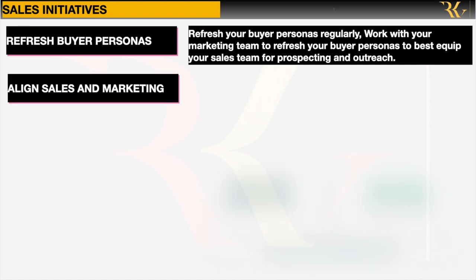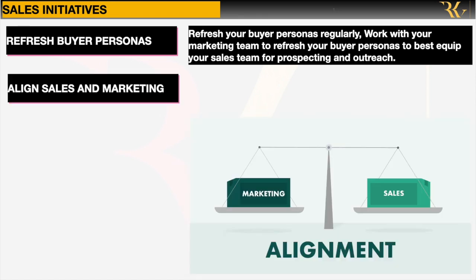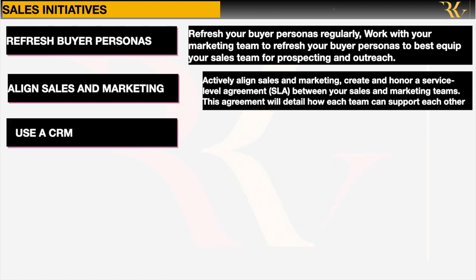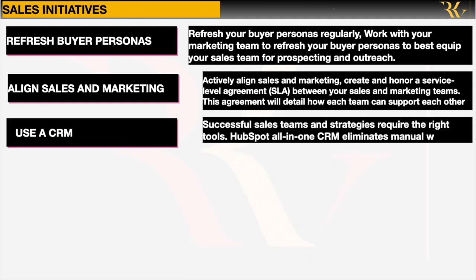Actively align sales and marketing. Speaking of marketing, create and honor a service level agreement, SLA, between your sales and marketing teams. This agreement will detail how each team can support each other, contribute to the other's goals, and honor boundaries in a way that still moves prospects toward conversion.